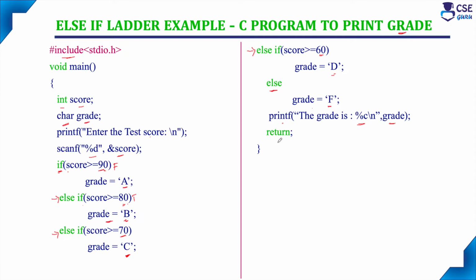So this is the main logic of this program. And this is the best example for else if ladder. So now we will check the output. So first we need to enter the test score. So enter the test score.